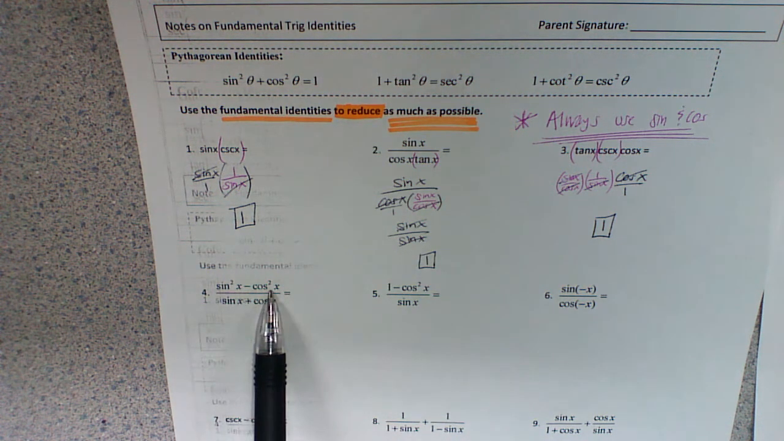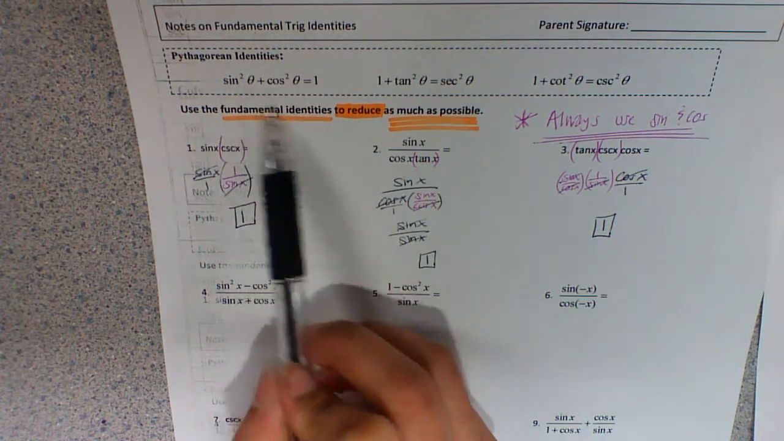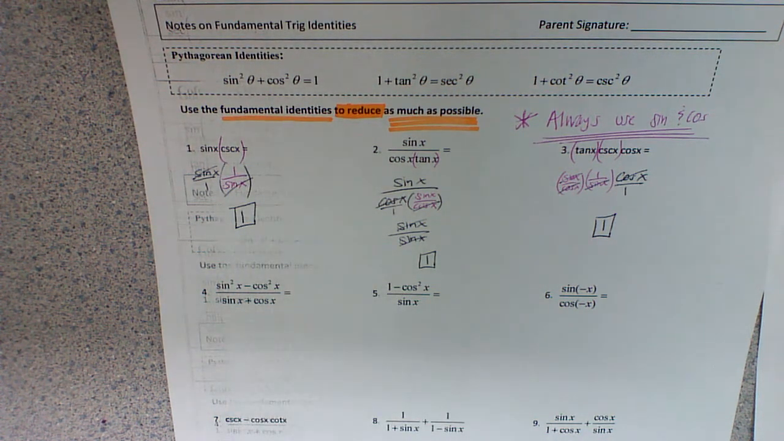For example, on number 4, it looks very similar. The only difference really is that minus sign, and I can't just ignore that or change it to a plus and act like it wasn't a minus in the beginning. I do have to actually work with it. So what I'm going to have to do is manipulate this so that maybe I can work with it a little bit later.